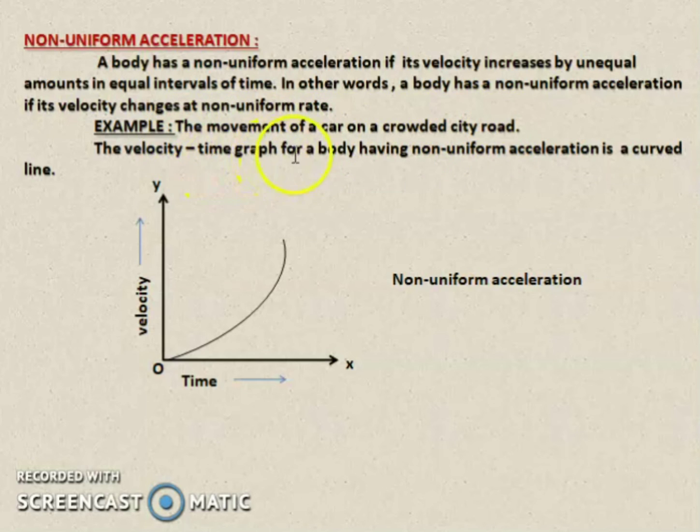The velocity-time graph for a body having non-uniform acceleration is a curved line. In this graph also, time is plotted along the x-axis and velocity is plotted along the y-axis. The nature of the graph is a curved line. So this is the graph for a non-uniform acceleration.